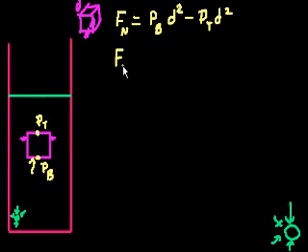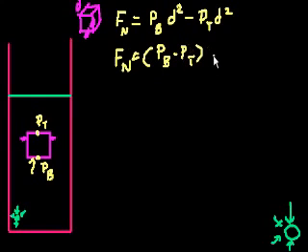So the net force is equal to the pressure of the bottom minus the pressure of the top, or the difference in pressure, times the surface area of either the top or the bottom, or really any of the sides of the cube. Now let's see if we can figure what these are.